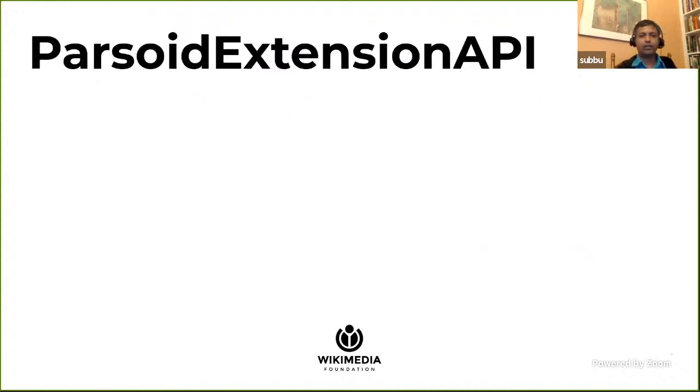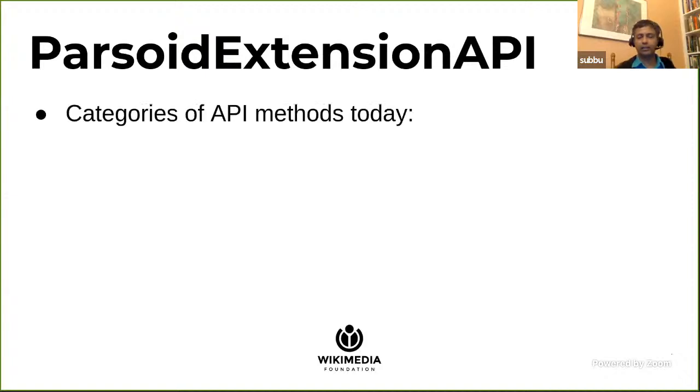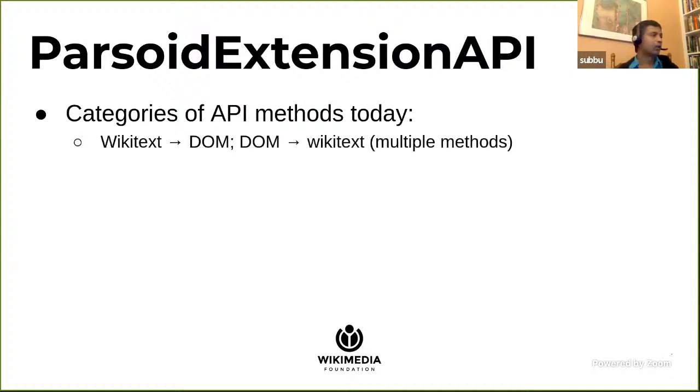So let's look at what the Parser extension API supports. Broadly, the API methods can be categorized into the following. Obviously, if you need to deal with wikitext, then there are methods to let you convert wikitext to DOM. There are a bunch of flavors of this. We'll go over this. And there are also methods that help you convert DOM to wikitext.